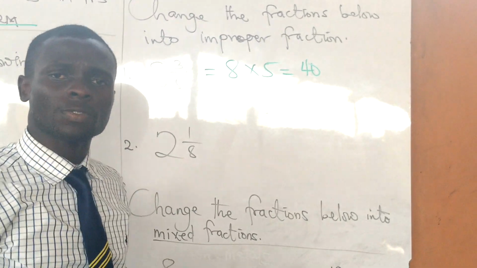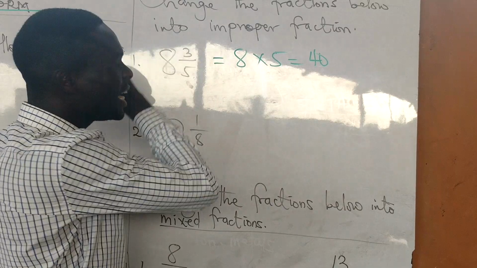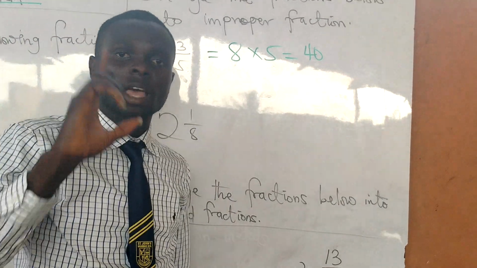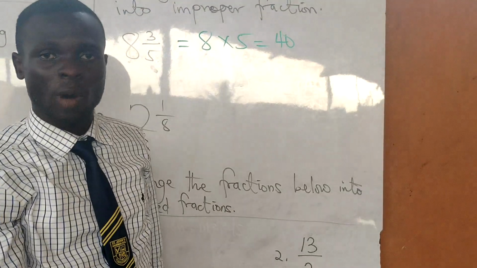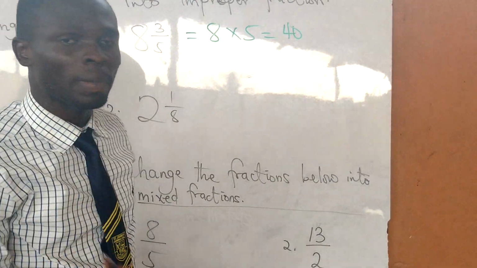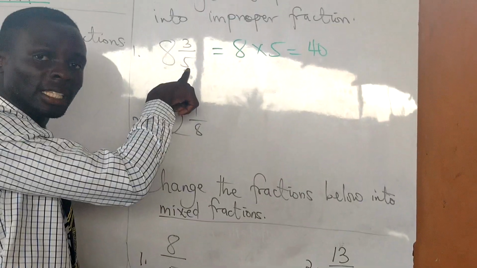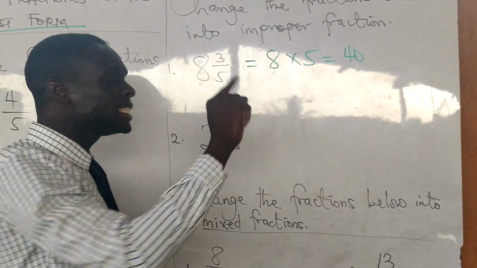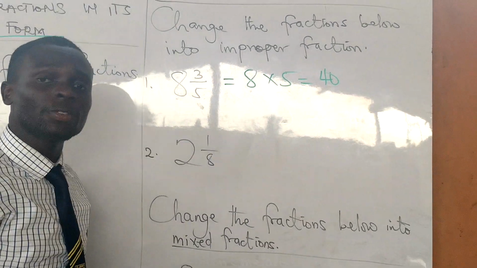Now you ask yourself, what is the numerator there? The numerator is the 3. Because when you have a fraction, the one on top is the numerator and the one below is the denominator. So you first multiply the whole number times the denominator. Then you add the numerator to the result. What did we get? We had 40.